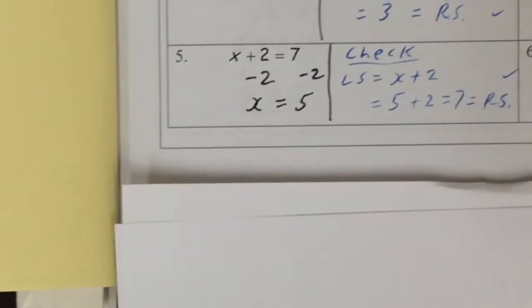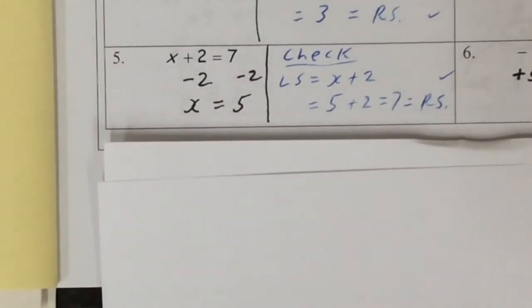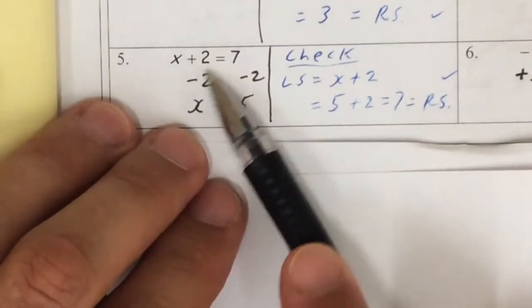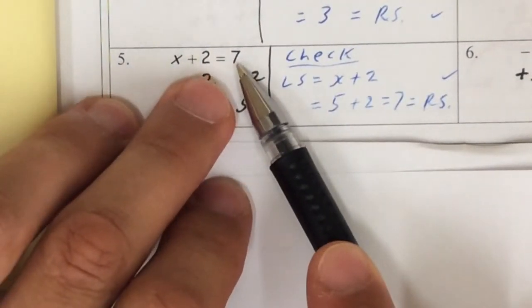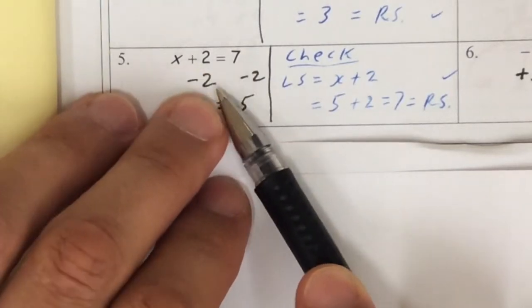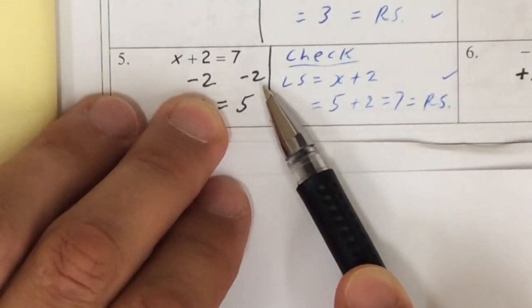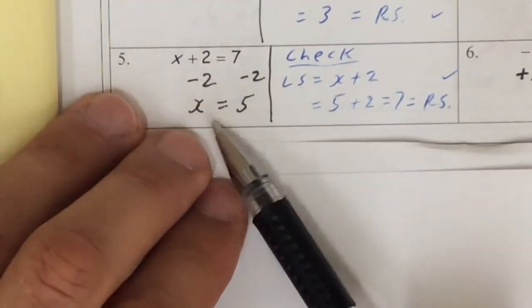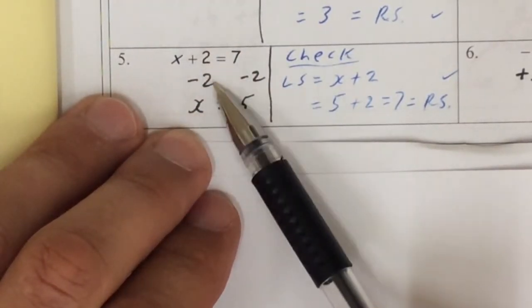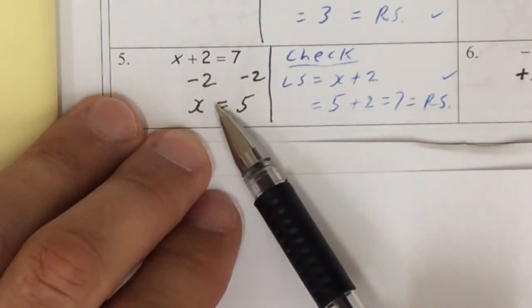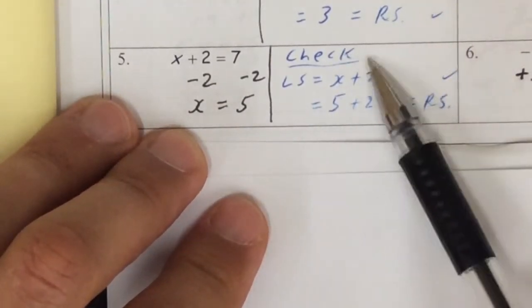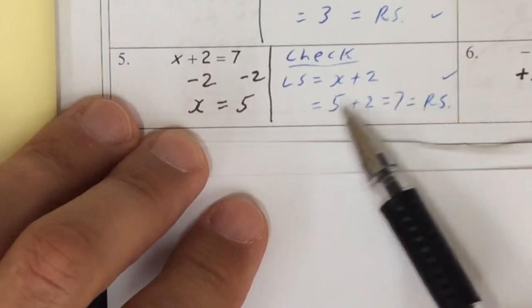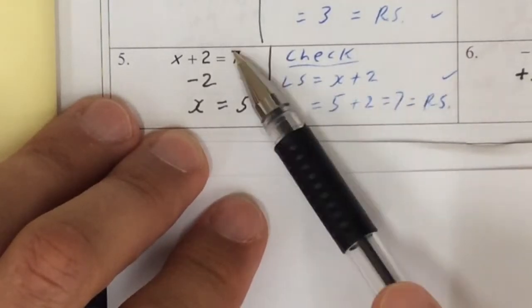Example 5. Okay. Example 5 is going to be x plus 2 equals 7. So what do you do there to get rid of the 2? You subtract 2 from both sides. Take away 2 from both sides gives you x equals 5. Because 2 minus 2 is 0. That's all you'd have there. Here's a check for that one. X plus 2, 5 plus 2 equals 7, which is the right side.